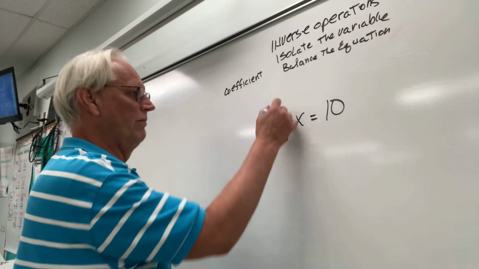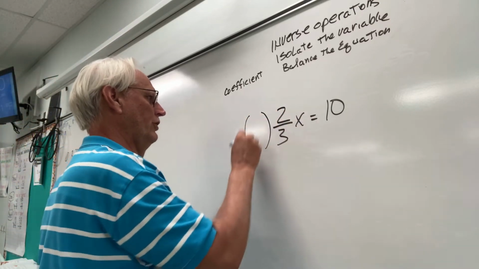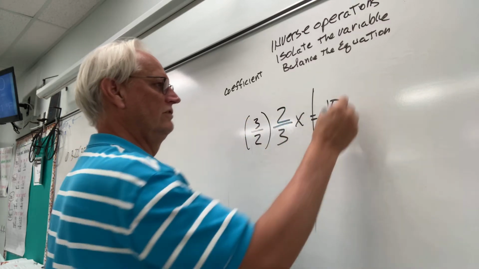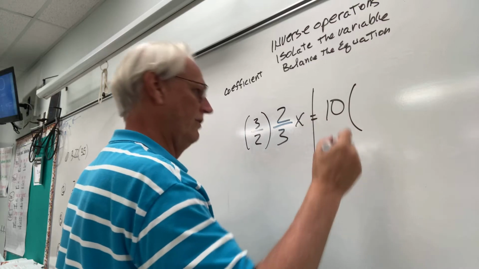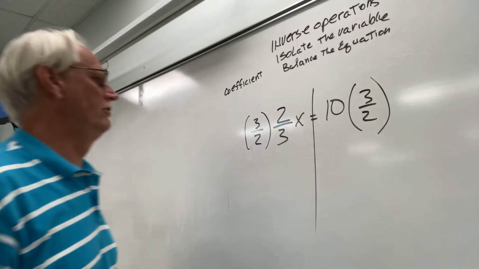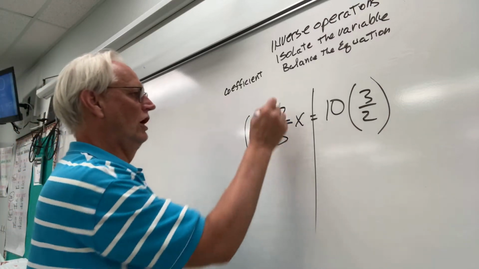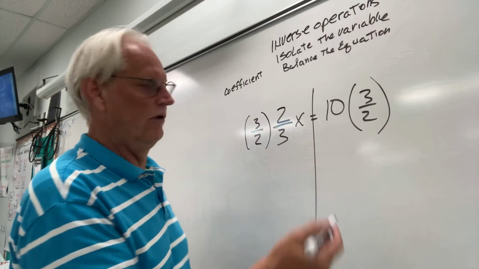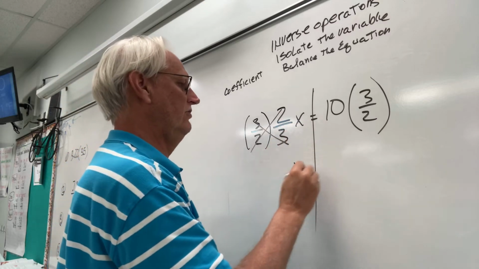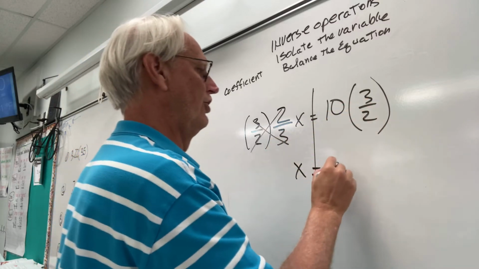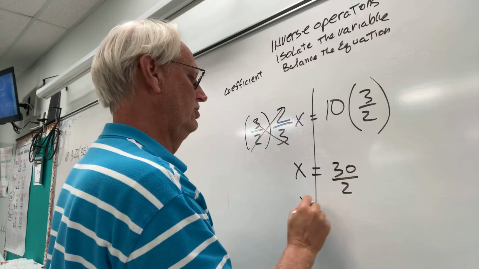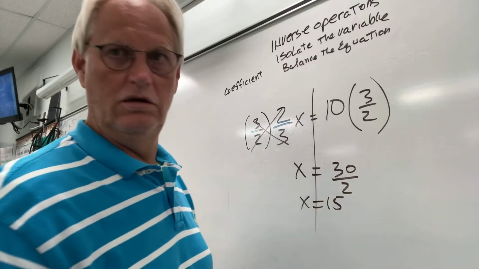So if I multiply by the reciprocal here, I'm going to end up with 3 over 2 on this side, and then balance, and I end up with 3 over 2 here, okay? And so then these two cancel each other out, equal 1. So I've got the identity property here, so x is equal to 30 divided by 2, and 30 divided by 2 is going to just equal 15.